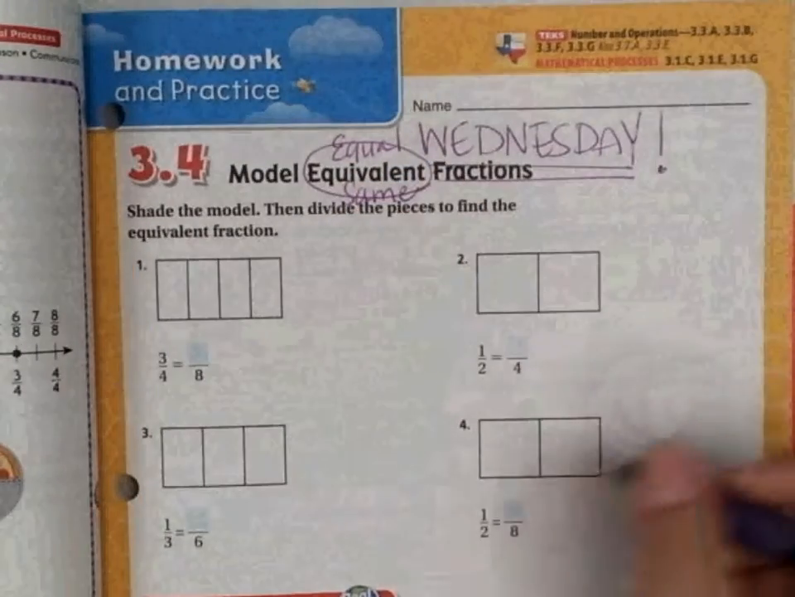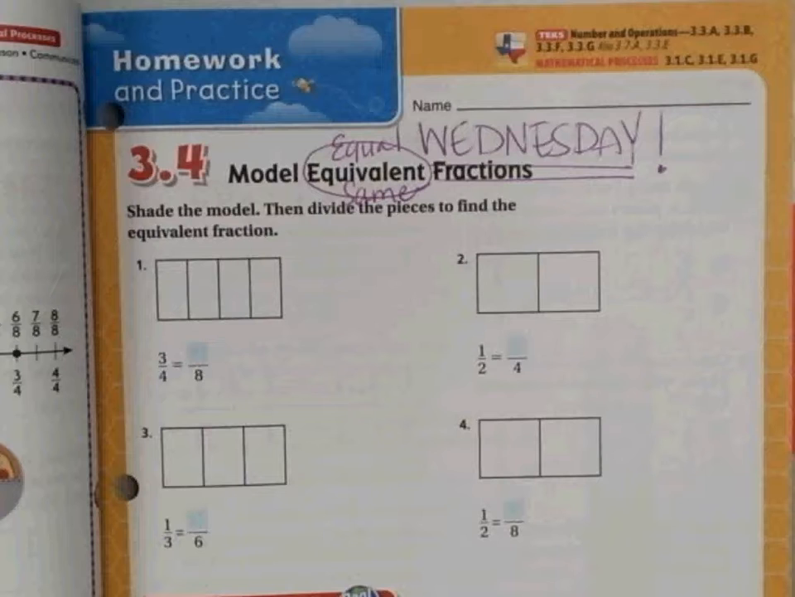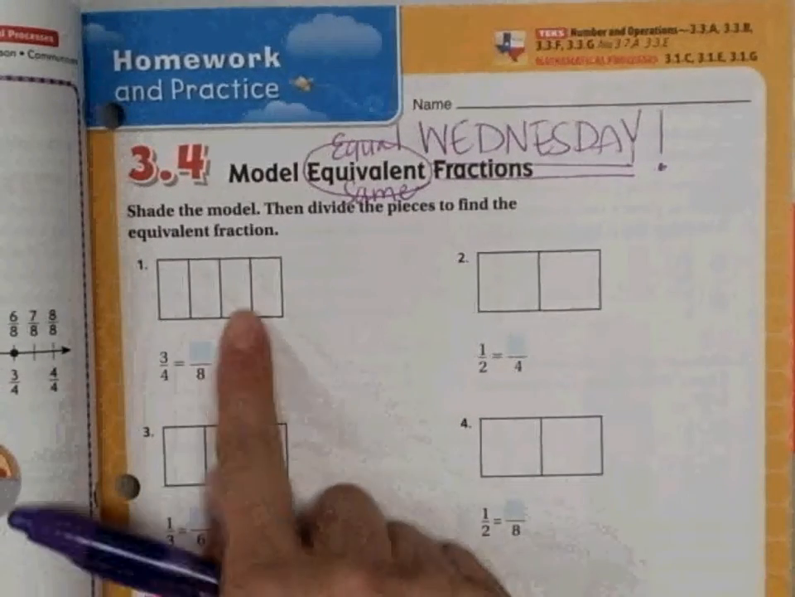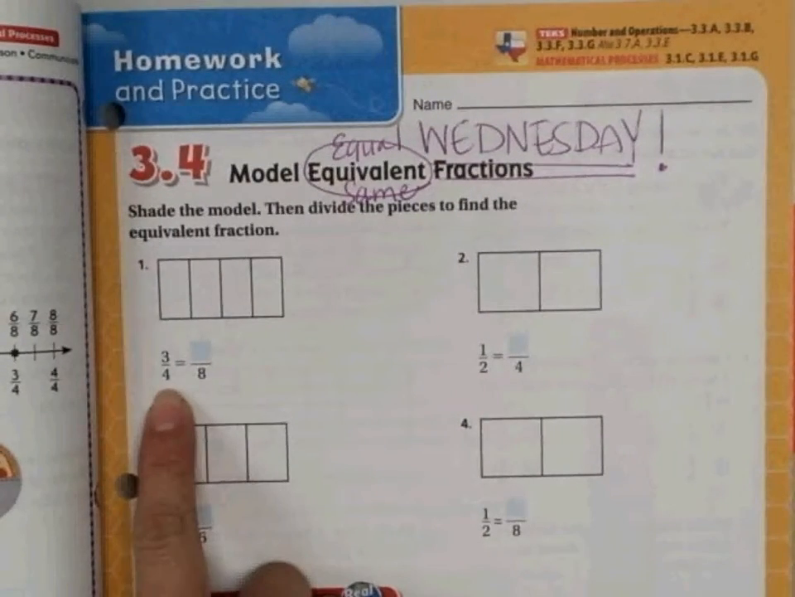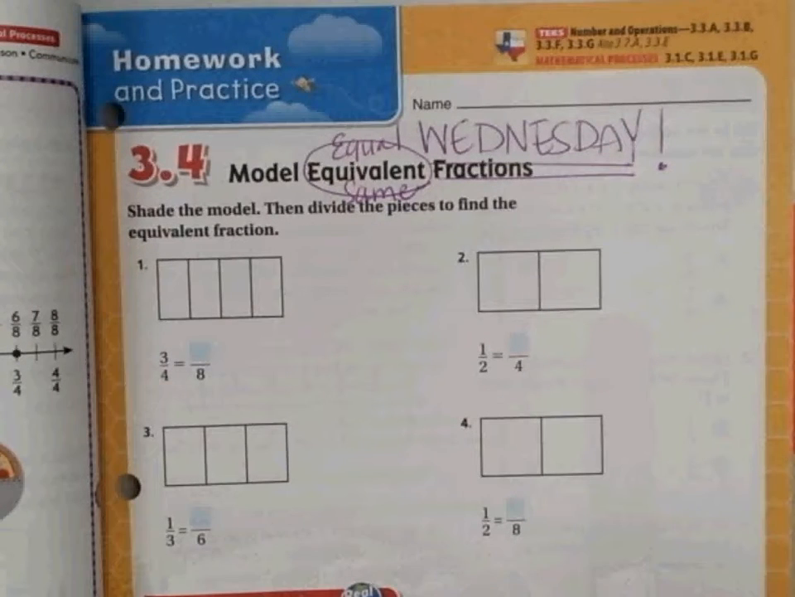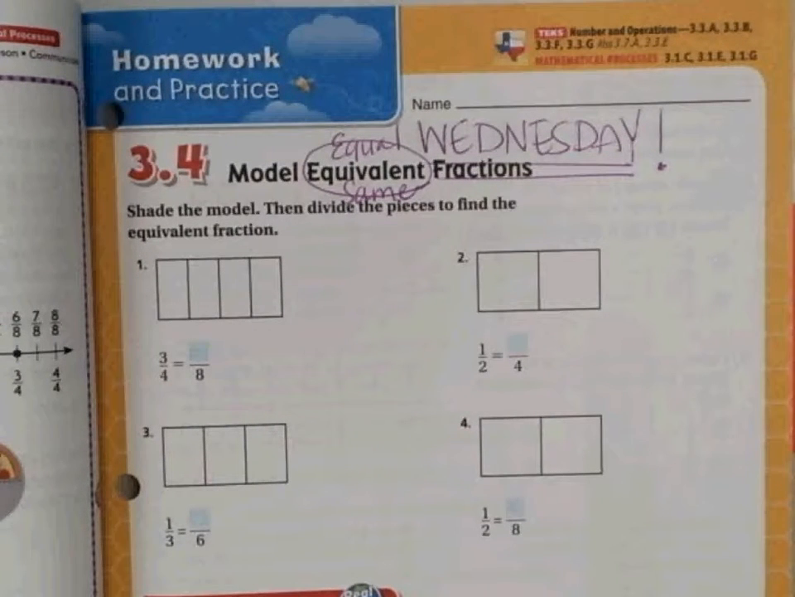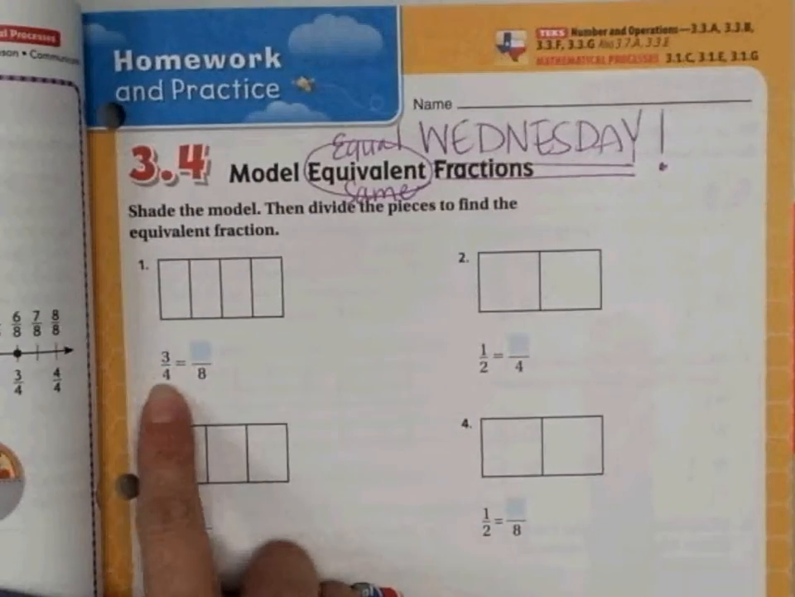It means one doesn't have more, one does. They're exactly the same, even though they're going to be in different pieces. So I'm going to show you guys with the first one what I mean. The first one is going to show you that 3/4 has a partner that matches it, and it's going to be equal to it.